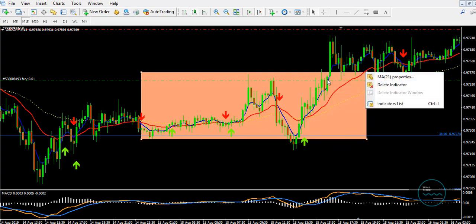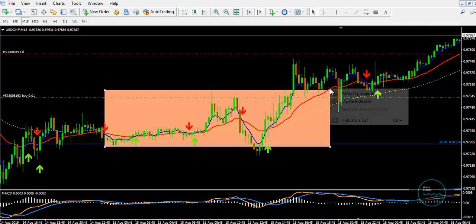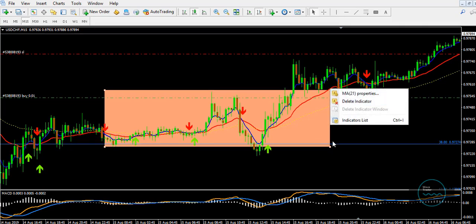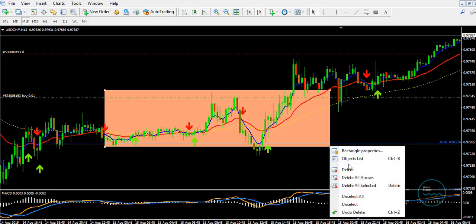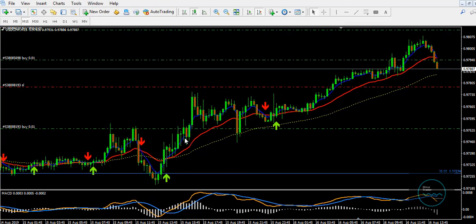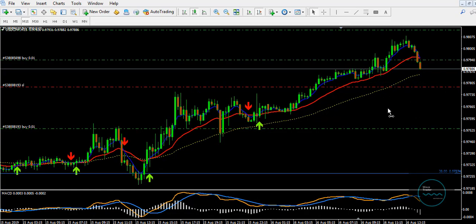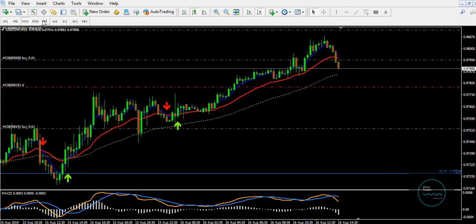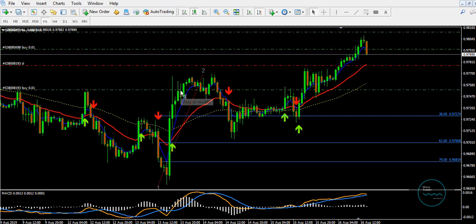Let me get rid of this rectangle here. So you can see what happened. This is the 15-minute chart. Price came down, activated my buy limit, I believe, and took off. So that's what's going on with the Swiss pair.